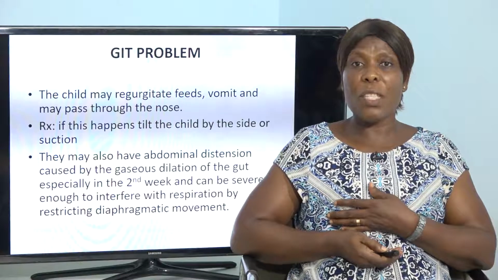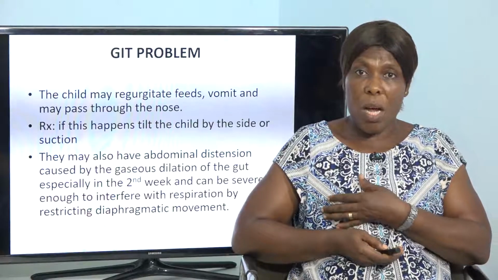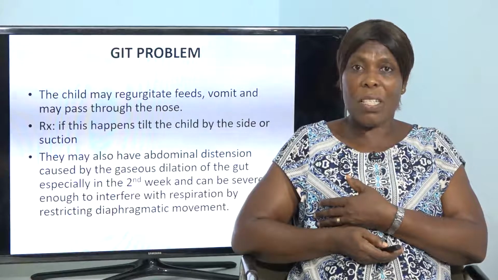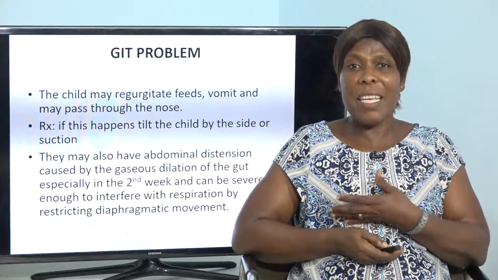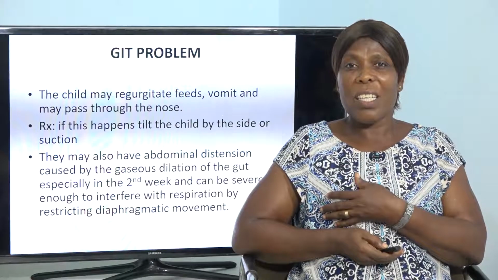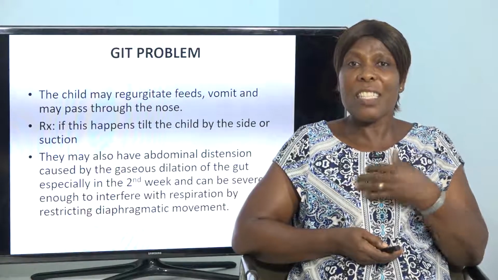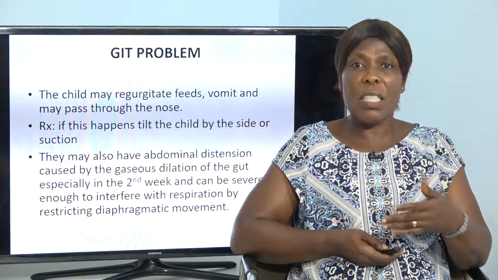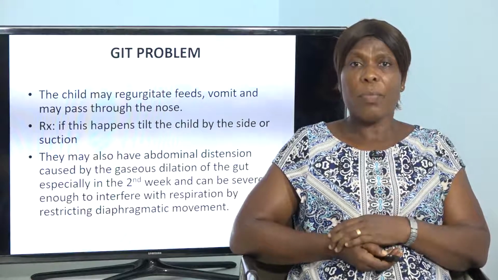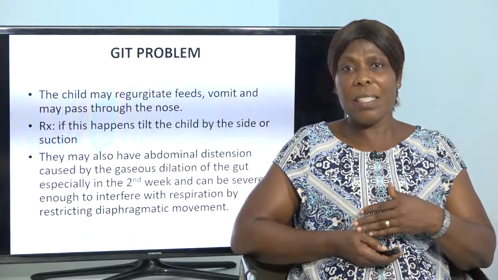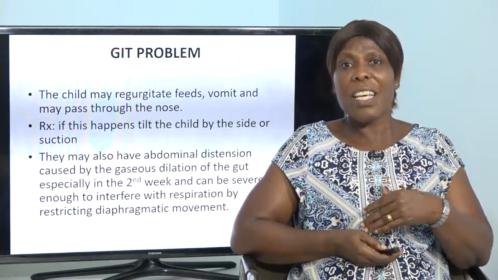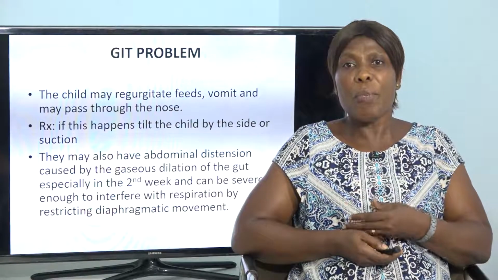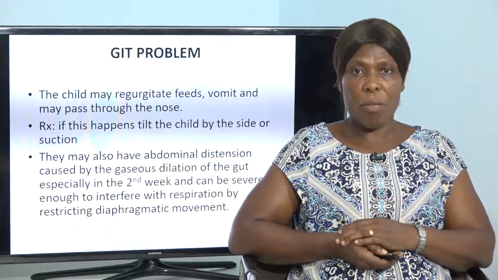Some of us, if you are not able to position the baby well to the breast, so that the baby is well attached to the breast, instead of the baby taking in the breast milk, it's only gaseous exchange that is going into the baby. And this brings about what? Distension of the abdomen. And as this distension occurs, it presses on the diaphragm, and then the baby will not be able to breathe well.